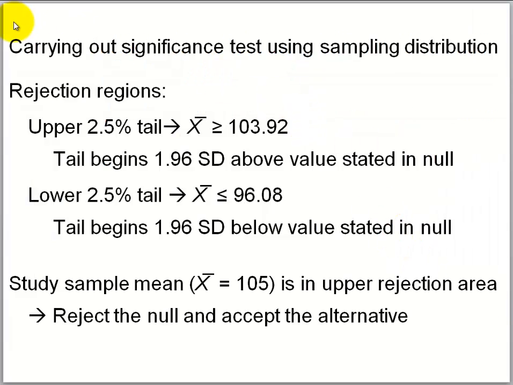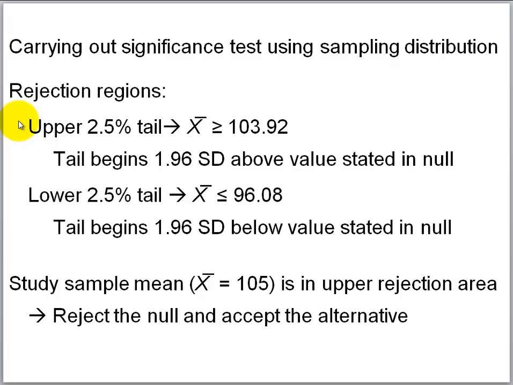So as we conclude this video, what we're going to do is, in essence, carry out the significance test using the sampling distribution. So we're kind of carrying it out visually or intuitively, perhaps. So what are our rejection regions going to be? So recall that our example is using the 0.05 level and that our hypothesis pair is non-directional. And our example again is this parenting skills example.